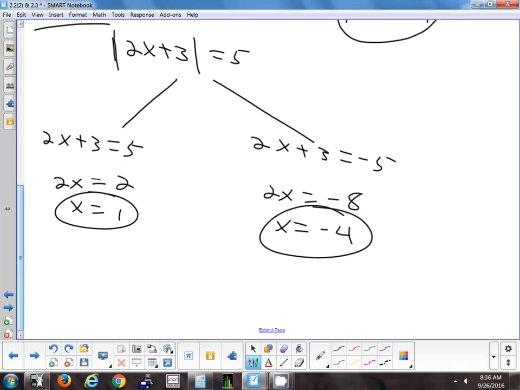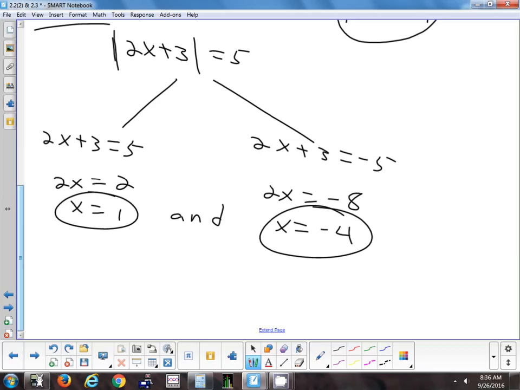Okay, and since these are both answers, the way the book writes it is "and." So x equals 1 and x equals negative 4. Okay, questions on that?